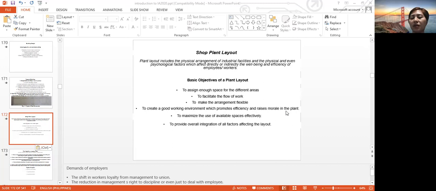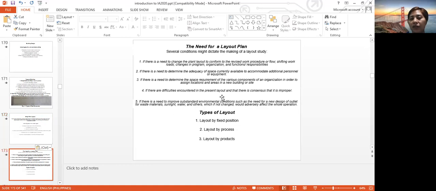Why does it raise morale in the plant? Because of course, if you are doing your job well, then it raises your morale because you are proud that you were able to accomplish your work. To maximize the use of available space effectively, and to provide overall integration of all the factors affecting the layout.